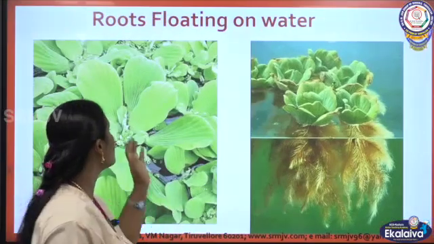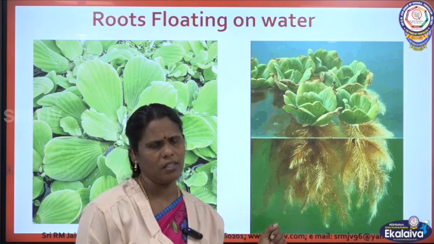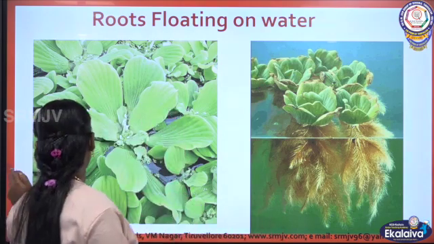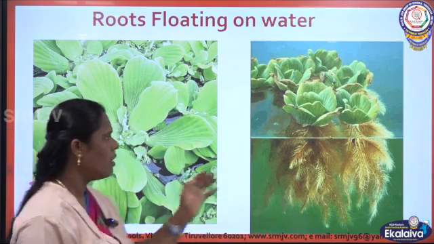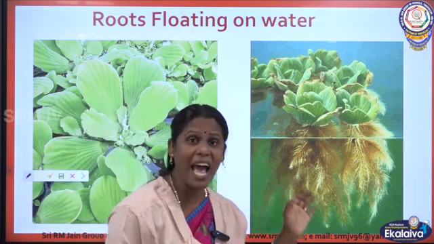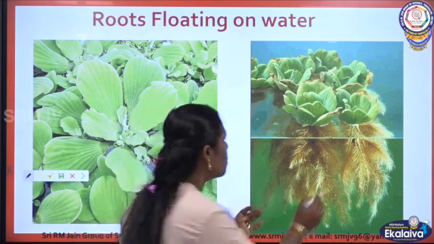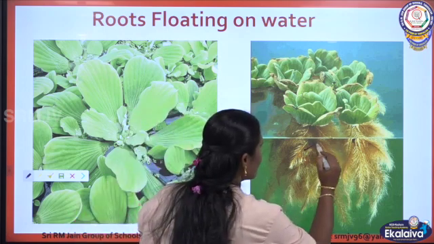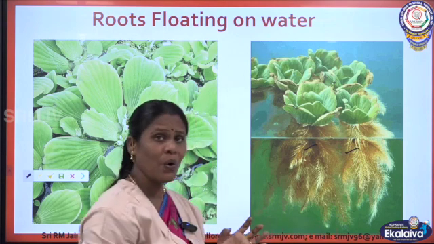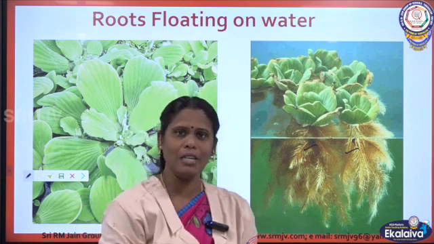Next modification, roots floating on water. See children, some of the plants have air-filled and spongy roots. See here, these roots. So, they can easily float on the water. Example, pistia.